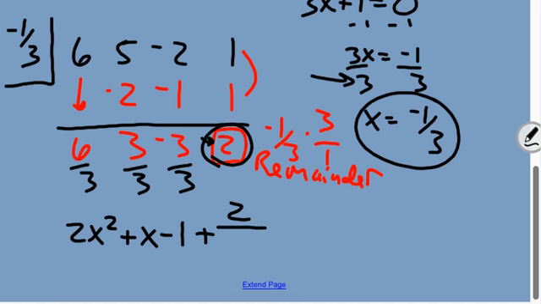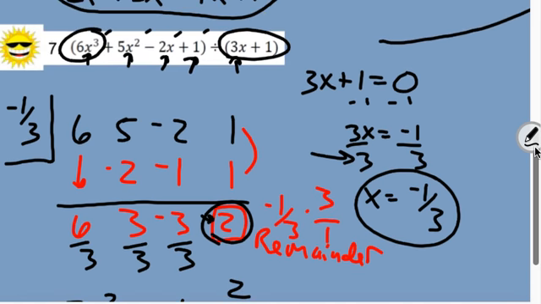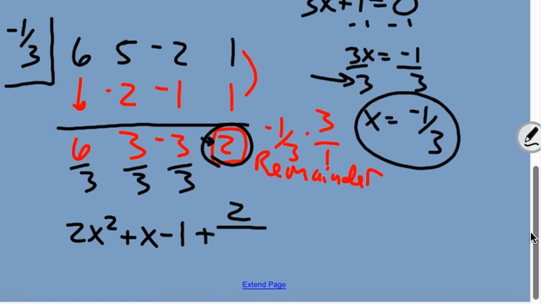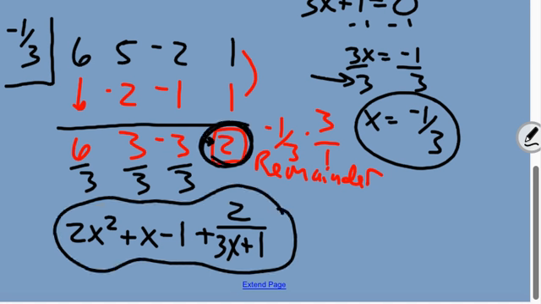And it's just 2 all over, what are we dividing by? Well, we're dividing by 3x plus 1. So I'm just going to put a 3x plus 1 here. If you have a remainder, that's what you do. Now, I know this doesn't divide in there evenly, but this would be my answer right here. And we're done. That's what you do when you have a remainder other than 0. Okay.